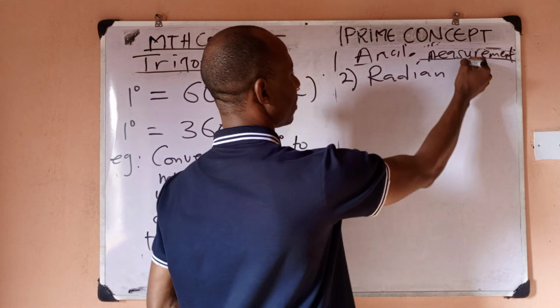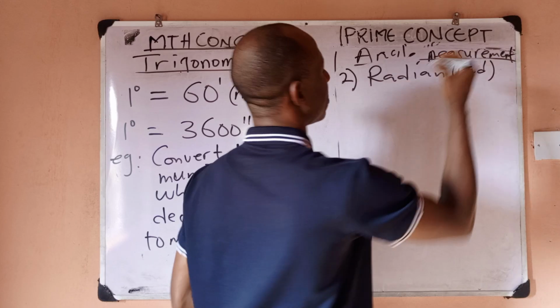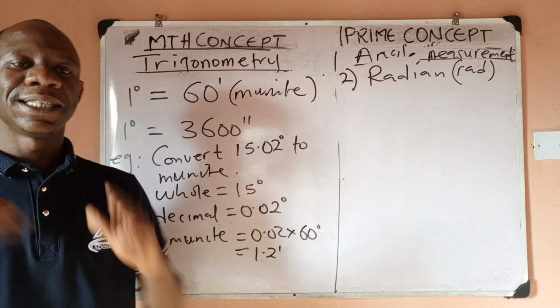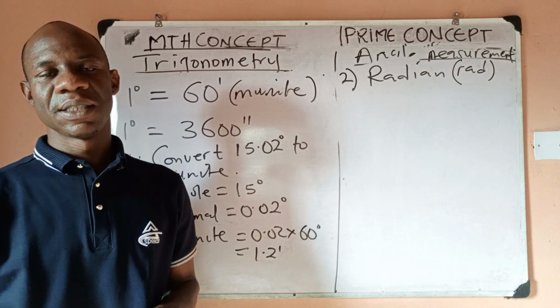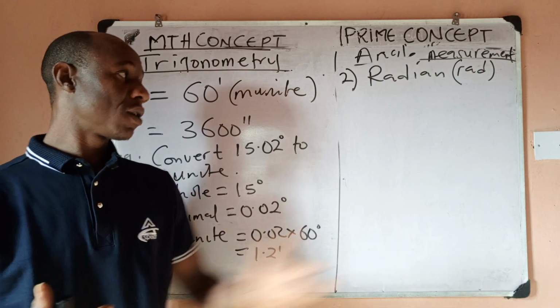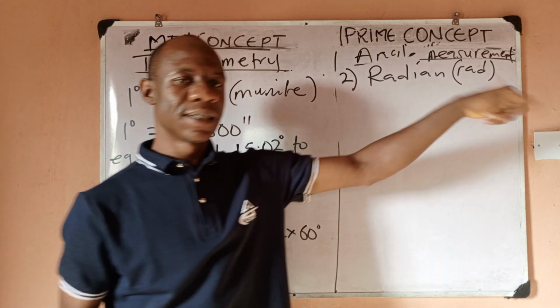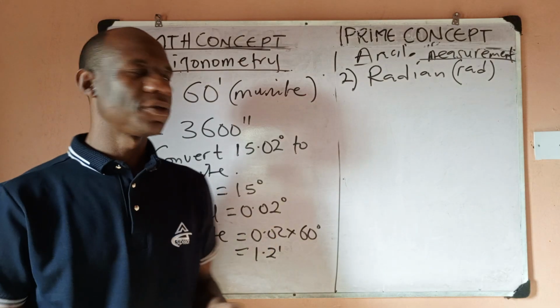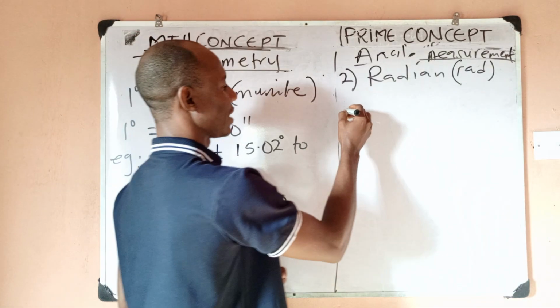Angles can be measured in radian, and the short form we always use is rad. So angles can be measured in degrees and in radian. So how do we convert? This is the unit, this is the symbol, rad, radian. But how do we convert? It's very simple.